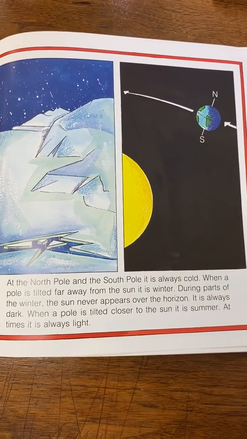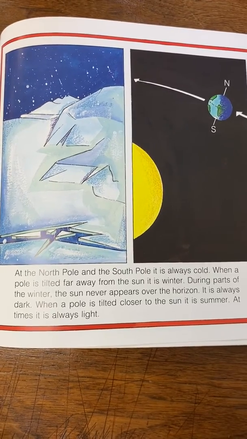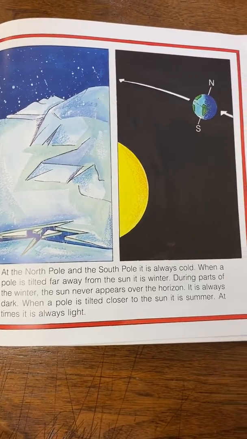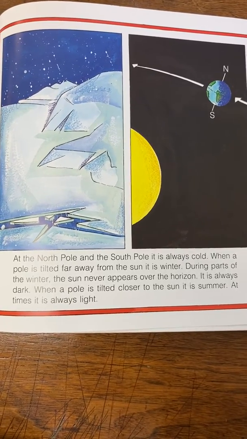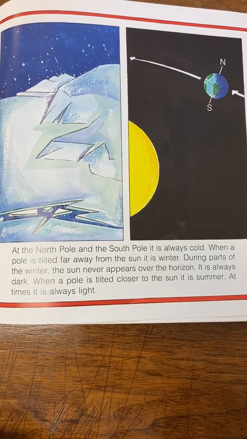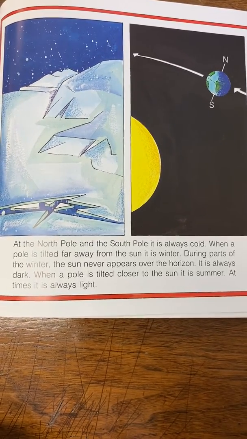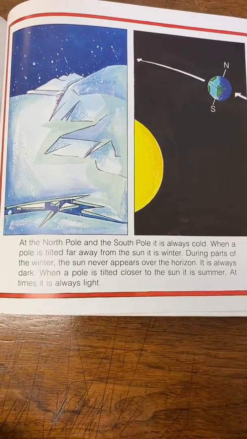At the North Pole and the South Pole, it is always cold. When a pole is tilted far away from the sun, it is winter. During parts of the winter, the sun never appears over the horizon. It is always dark. When a pole is tilted closer to the sun, it is summer. At times, it is always light.